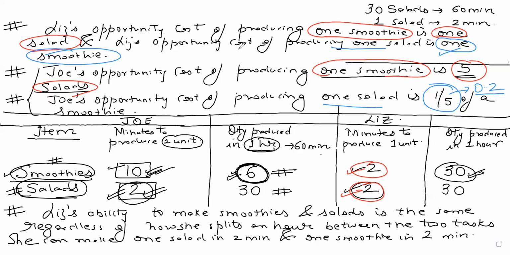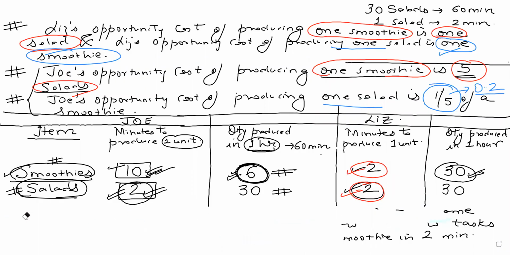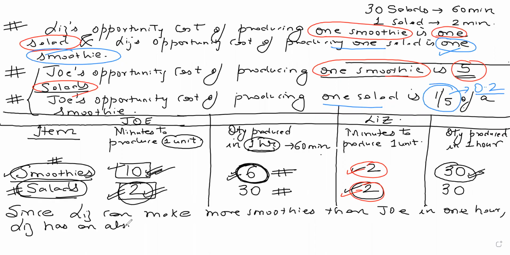So I can sum up here on the bottom, and I can write this. Since Liz can make more smoothies than Joe in 1 hour, we can say that Liz has an absolute advantage over Joe in producing smoothies.